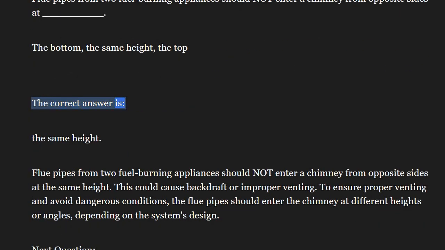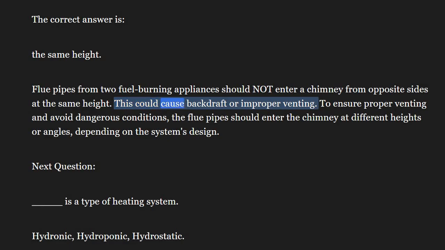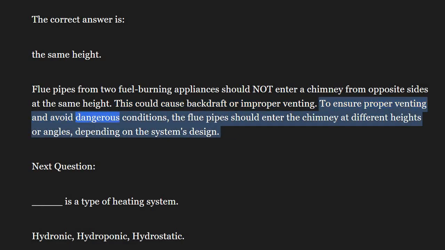The correct answer is the same height. Flue pipes from two fuel-burning appliances should not enter a chimney from opposite sides at the same height. This could cause backdraft or improper venting. To ensure proper venting and avoid dangerous conditions, the flue pipes should enter the chimney at different heights or angles, depending on the system's design.